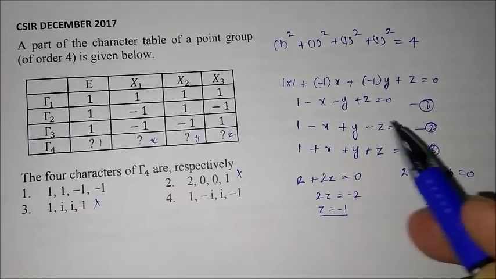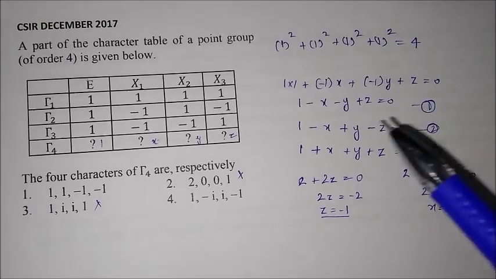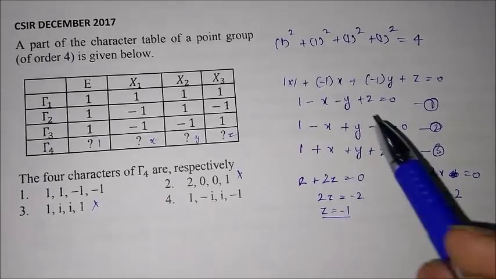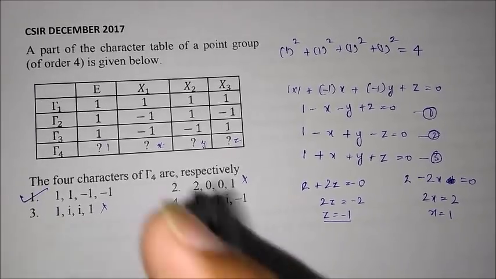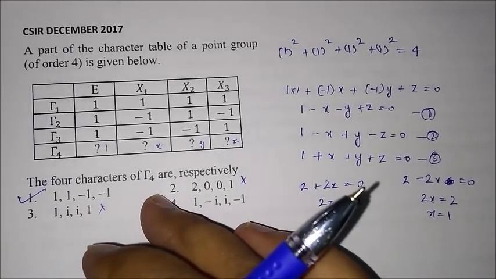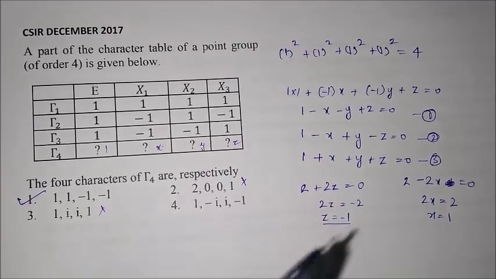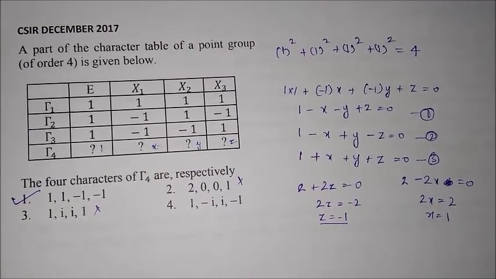So you don't have to solve it further, but if you want to solve it further, you can just put the value of x and z in any of them and you will get the value of y. So the correct option will become option number 1. So in this way the question from the CSIR December 2017 exam will be solved. Okay, now let's take a few more questions.